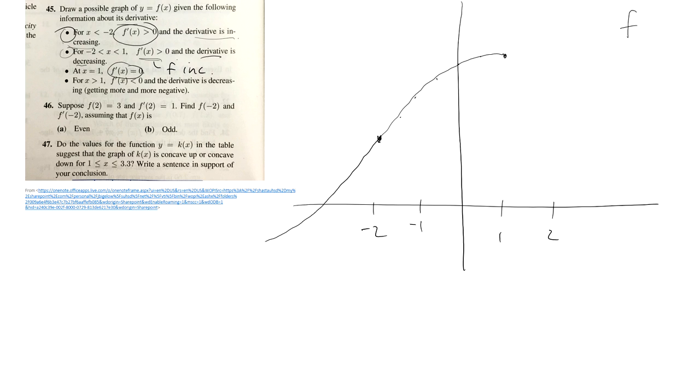And then for x greater than 1, f prime is negative. So f prime negative means f is decreasing. And the derivative is decreasing, getting more and more negative. Okay. So it's got to go like that, as opposed to that, right? Here the derivative is getting more and more negative. If I go down here, it's getting closer and closer to 0, so we don't want to use that one. Okay, so there's 45 for you.